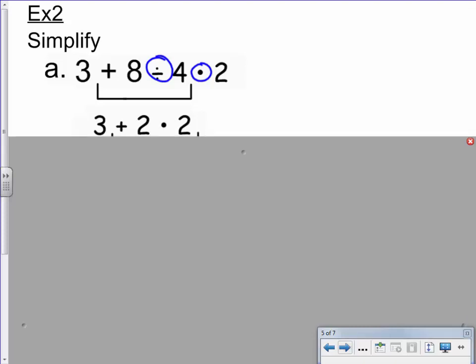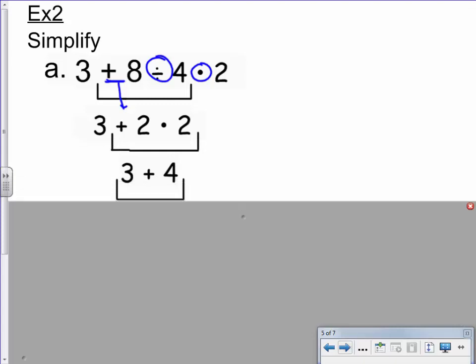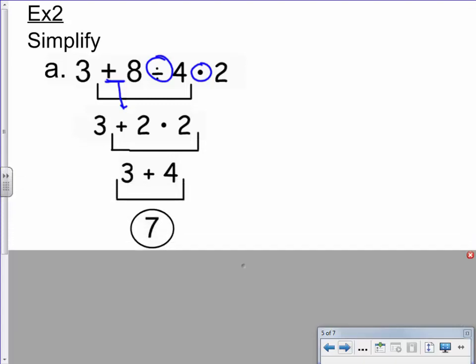So I'm going to do 8 divided by 4 and get 2. At this point, I have 3 plus 2 times 2. I'm going to do the 2 times 2 and get 4 there. Something to remember, the plus sign in front of the 8, it's a positive 8 there. Remember that comes down. So we get 3 plus 4, and we're going to get 7 here.